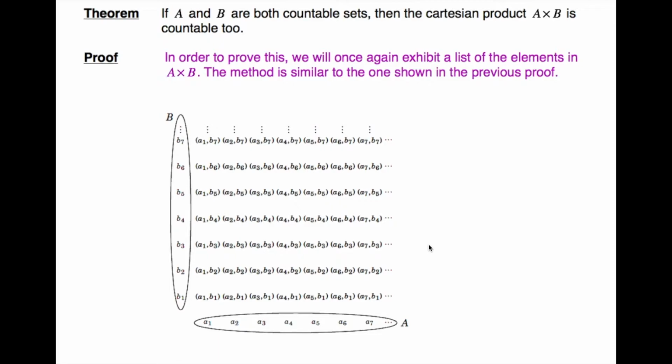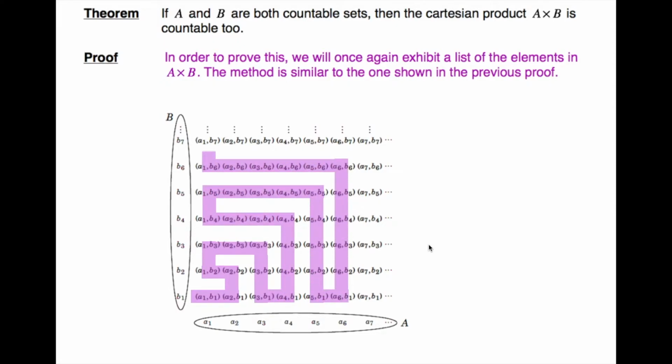And maybe you can guess what's going to happen here. We're going to follow the same idea as we did earlier. By zigzagging like this, we're not missing any elements of A cross B, and therefore we can call this the first element of A cross B, the second one, the third one, the fourth one, the fifth one, etc.